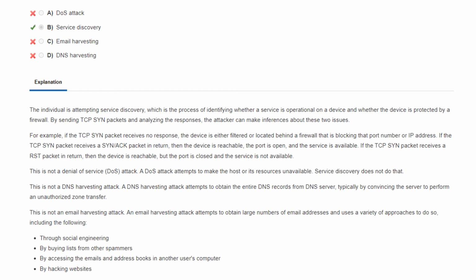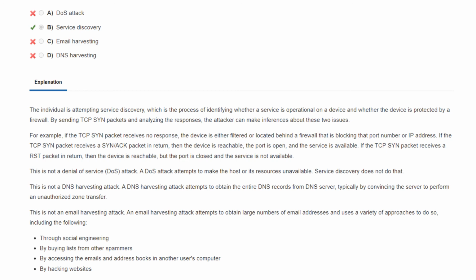The individual is attempting service discovery, which is the process of identifying whether a service is operational on a device and whether the service is protected by a firewall. By sending TCP SYN packets and analyzing the responses, the attacker can make inferences about these two issues. For example, if the TCP SYN packet receives no response, the device is either filtered or located behind a firewall that is blocking that port number or IP address.